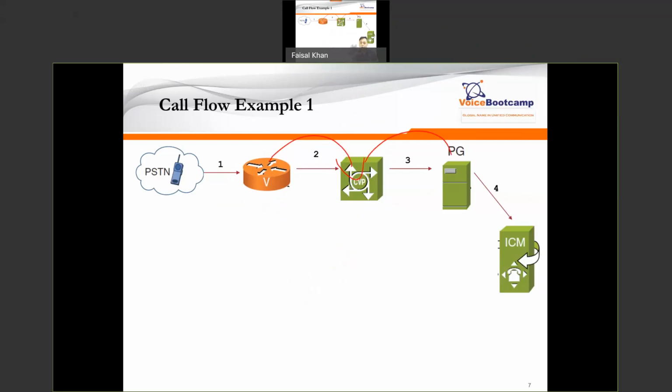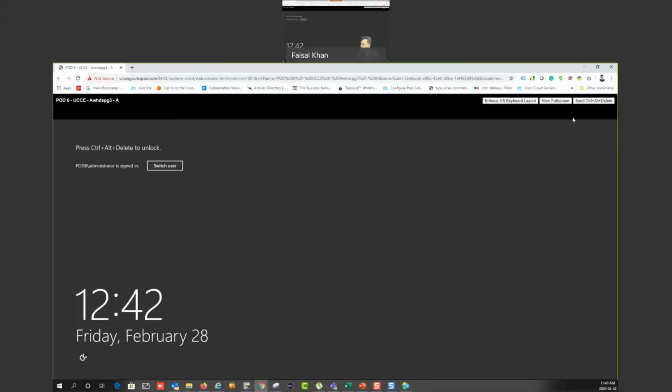Now, let me show you the configuration of it at the same time. So this is my UCCE system, and in my Roger AW, I should be able to see this right now. This is my AW server.